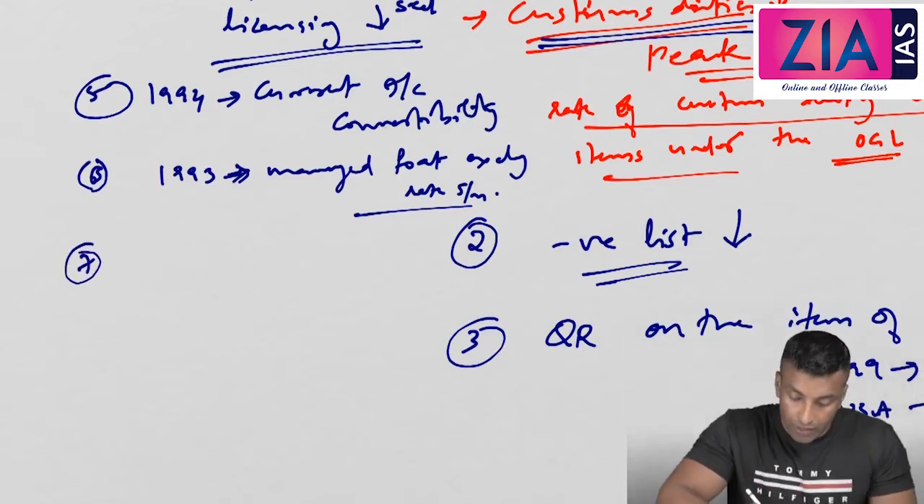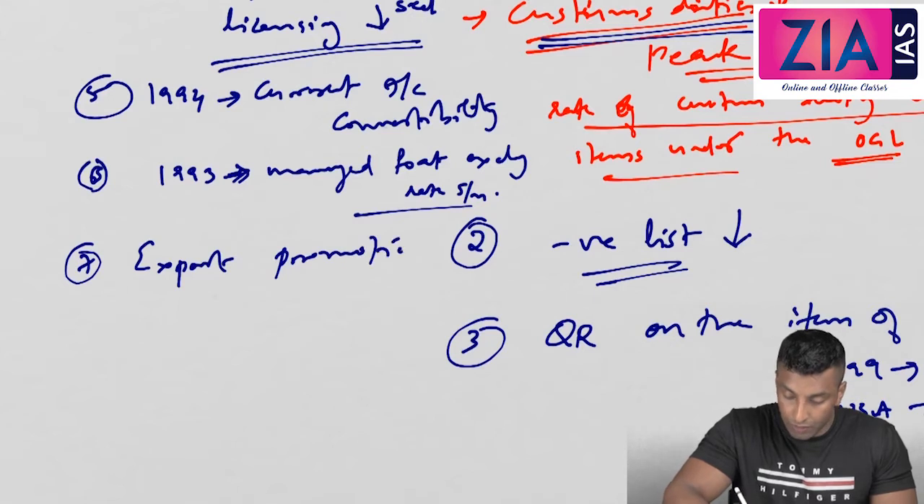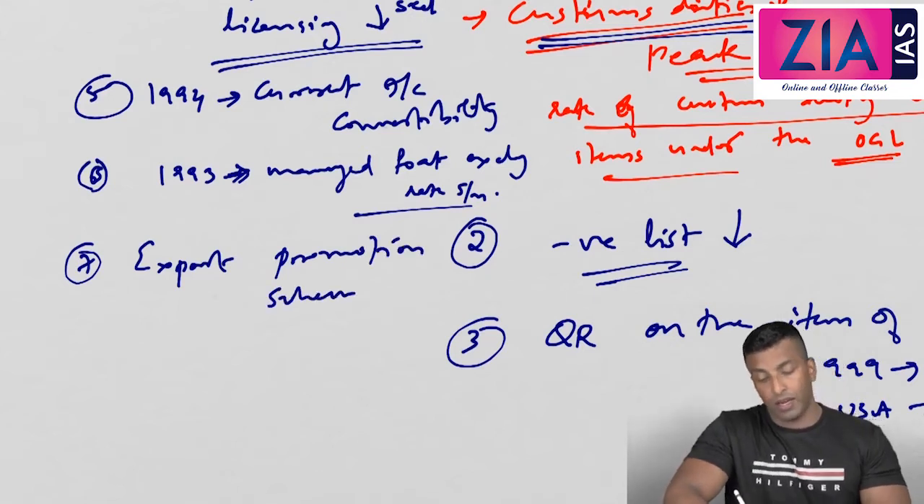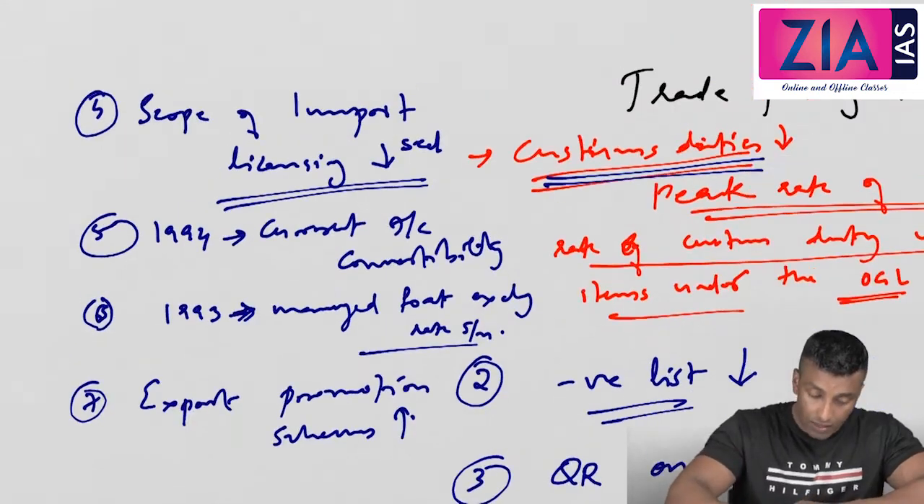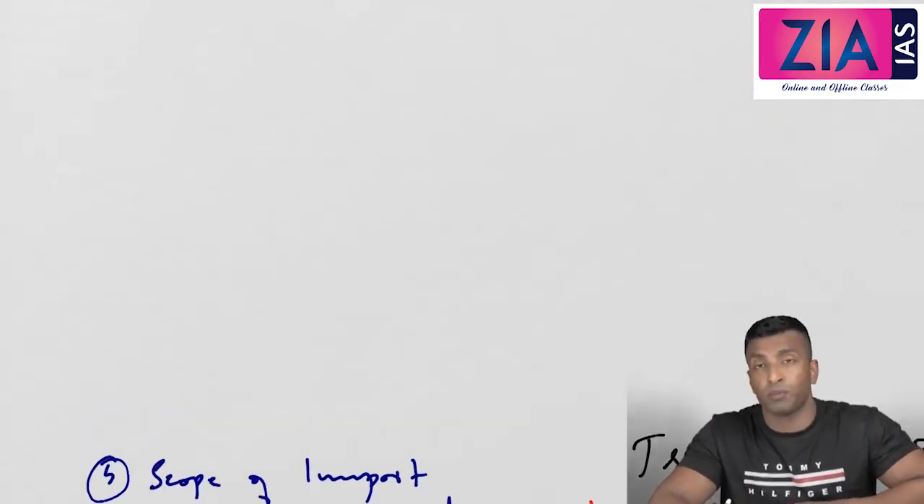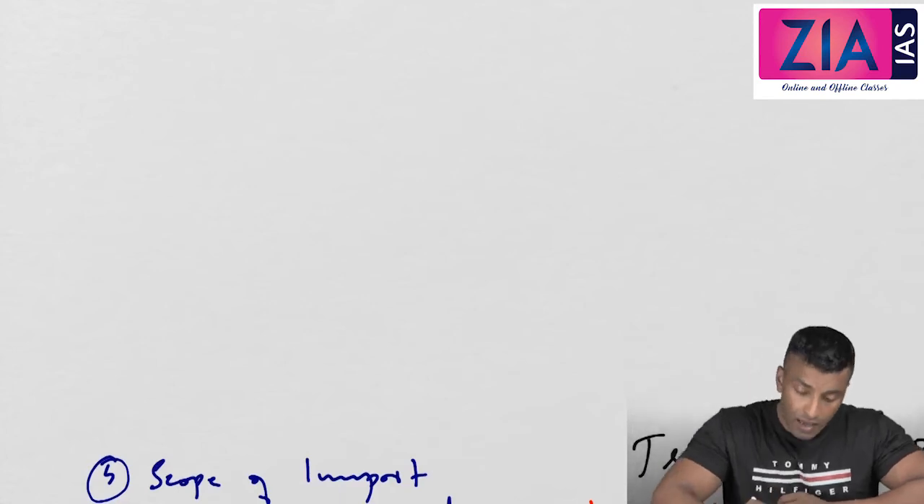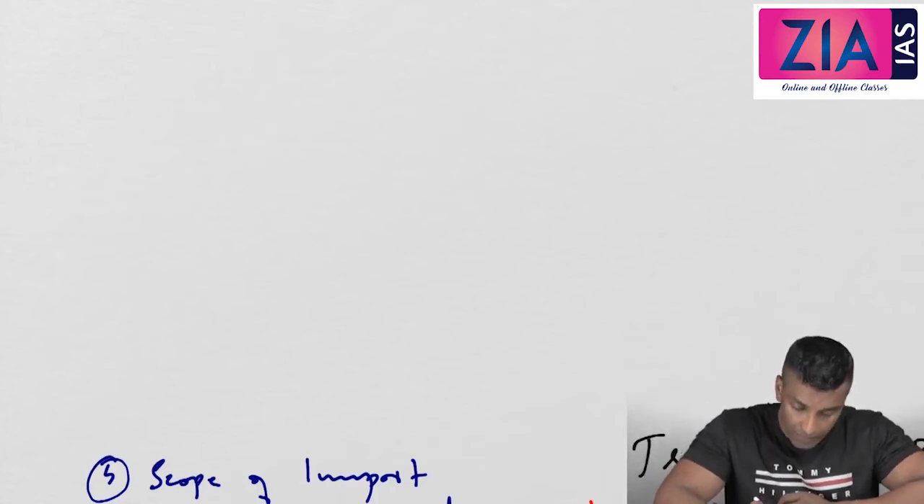Next point, there were some export promotion schemes. Export promotion schemes have been introduced, increased. More and more export promotion schemes. So you can see the scope of export is widened after this. Few examples are like this: duty drawback scheme.